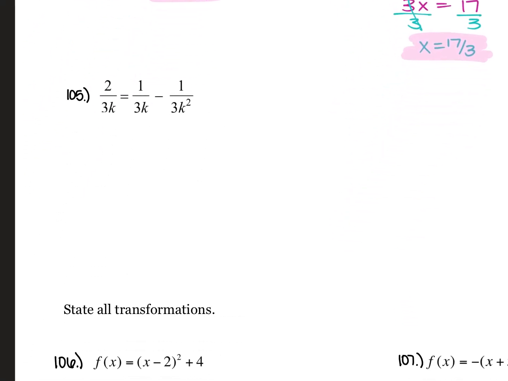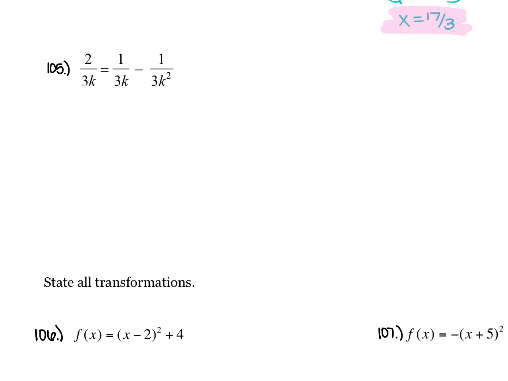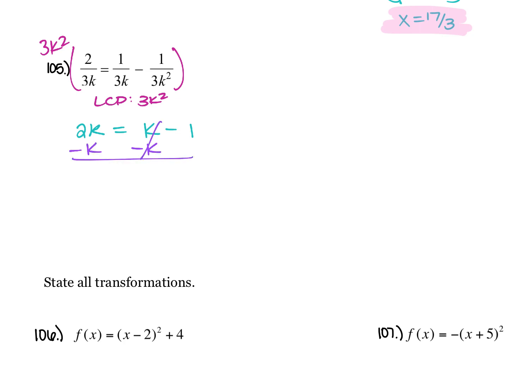For 105, you have 2 over 3k is equal to 1 over 3k minus 1 over 3k squared. For this one, your least common denominator is 3k squared. So we're going to multiply everything by that 3k squared. That means that this is going to turn into 2k is equal to k minus 1. Subtract your k over. That's k is equal to negative 1.